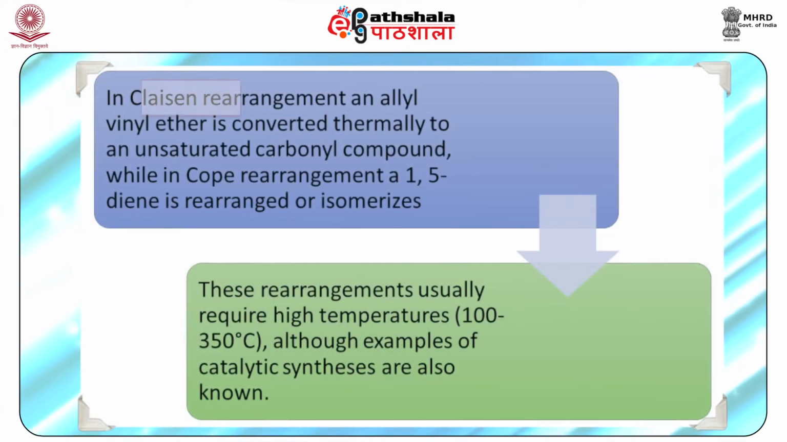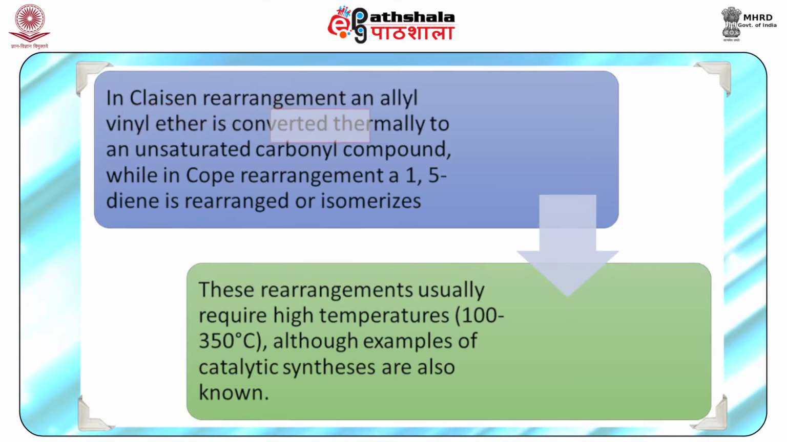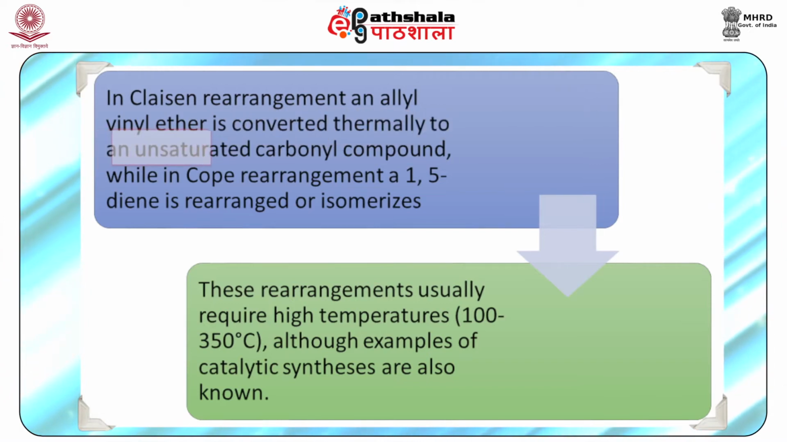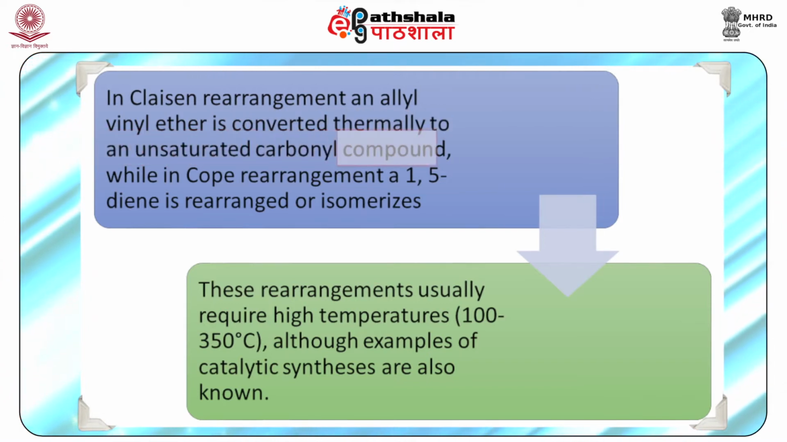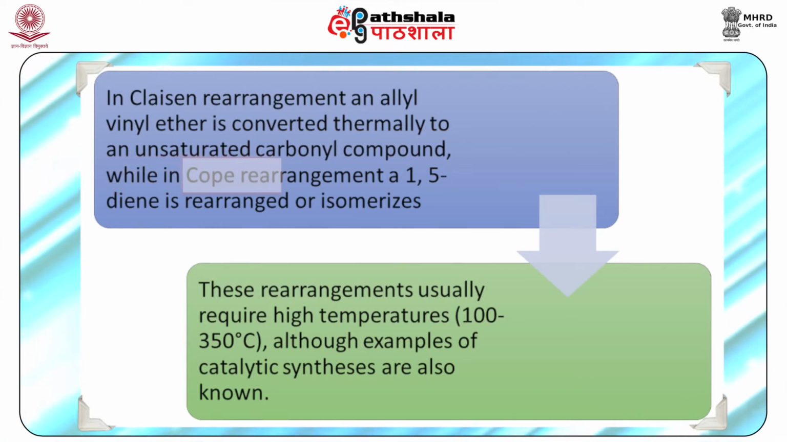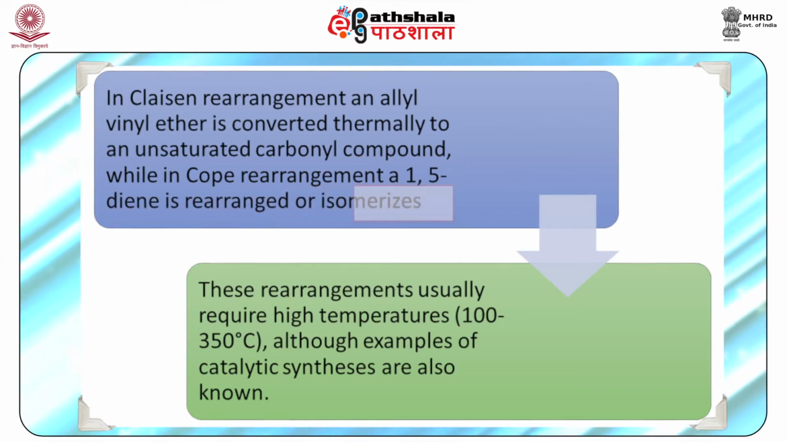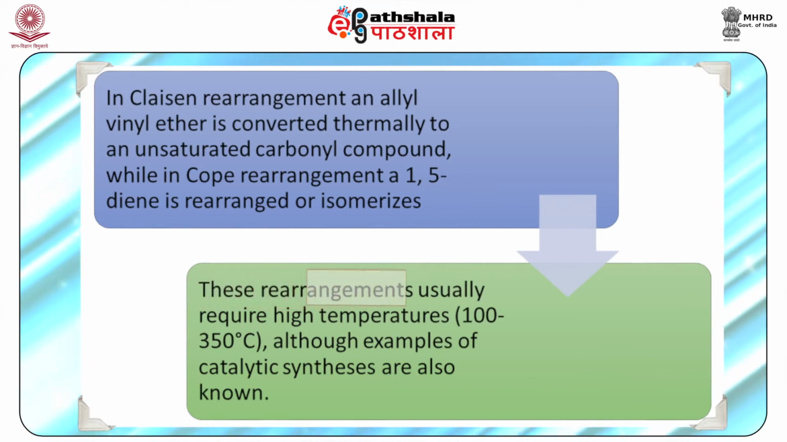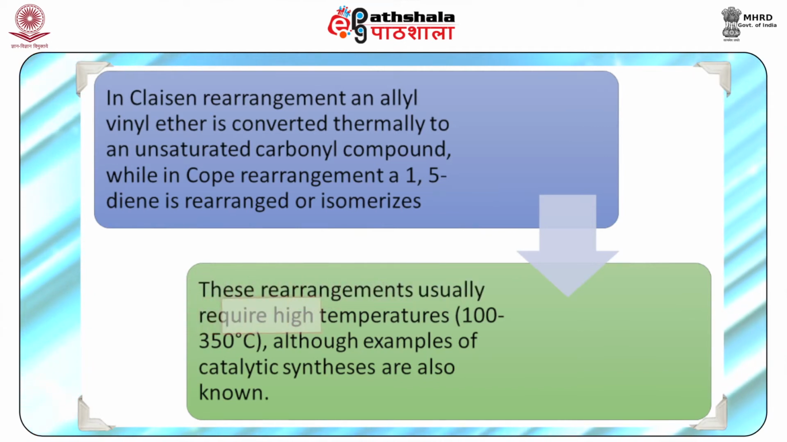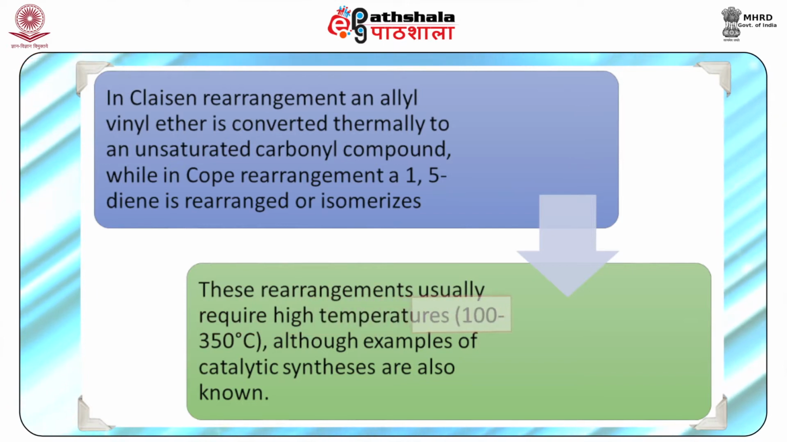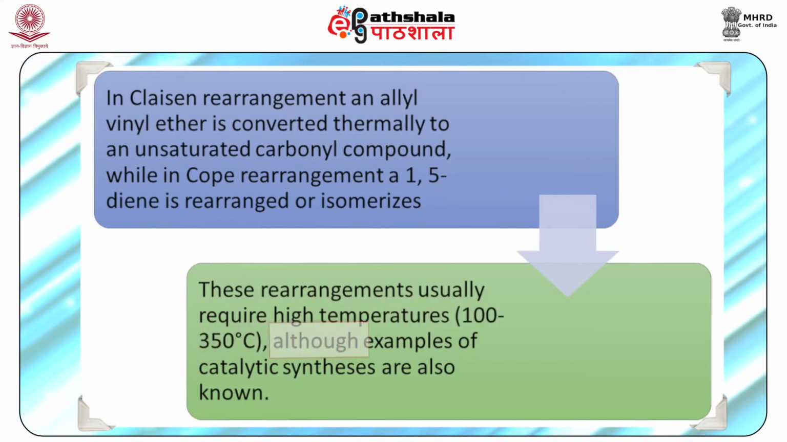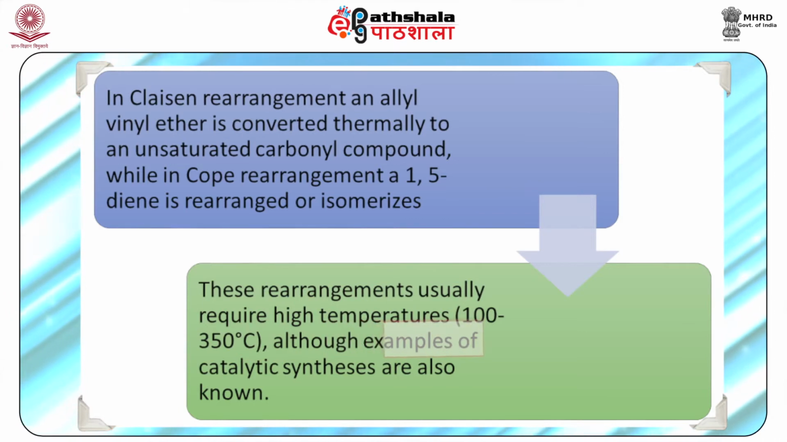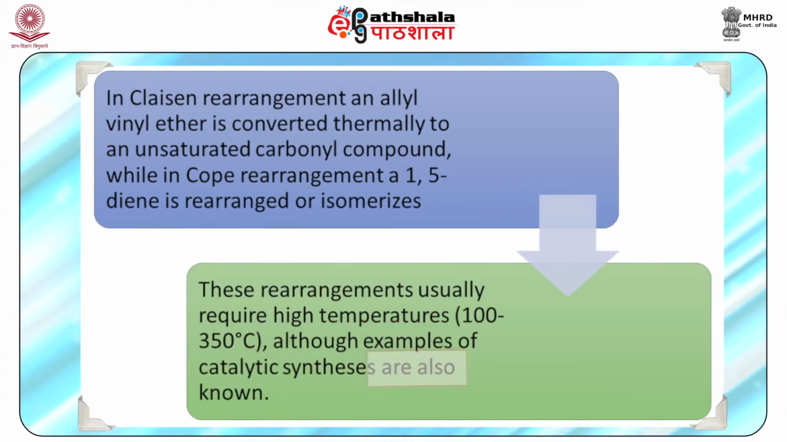In Claisen rearrangement, an allyl vinyl ether is converted thermally to an unsaturated carbonyl compound, while in Cope rearrangement, a 1,5-diene is rearranged or it isomerizes. These rearrangements usually require high temperatures in the range 100 to 350 degrees Celsius, although examples of catalytic synthesis are also known.